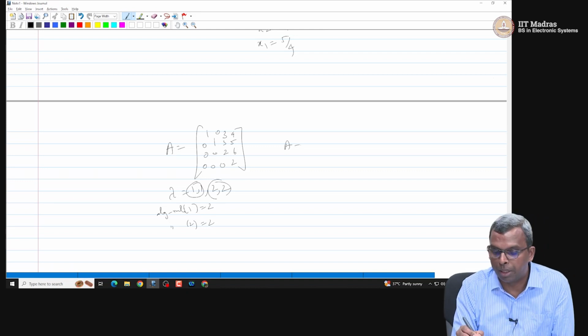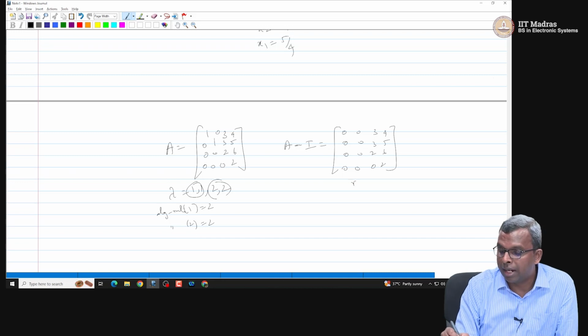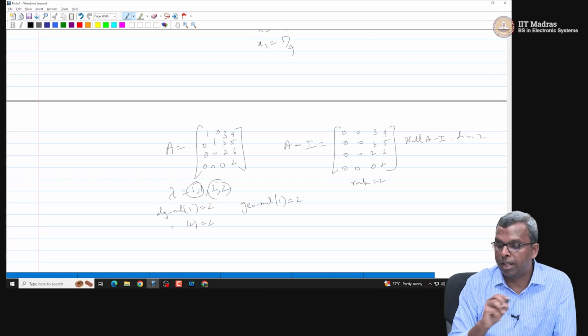Let's check out geometric multiplicity, right? So if you look at A minus I, I'm going to get 0, 0, 0, 0, 0, 0, 0, 0, and then 3, 4, 3, 5, 2, 6, 0, 2. Okay, so clearly the rank is 2, right? So if you look at null(A minus I), you get dimension 2. Which means the geometric multiplicity of 1 is also 2. Okay, very nice to see.